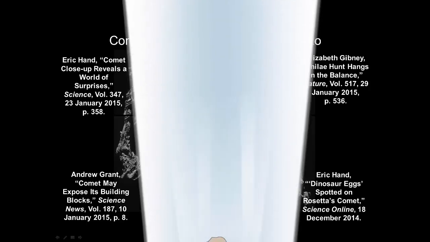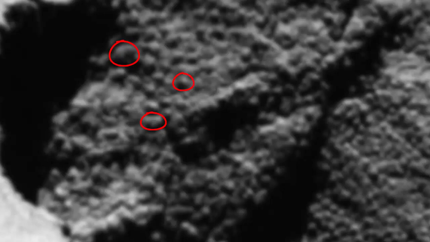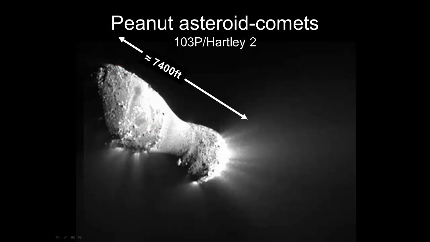Of course, rounded boulders is exactly what is expected if these fragments were once exposed to and tumbled in an extremely high-velocity flow as they were ejected from the fountains of the deep. This is the same mechanism by which river rocks are rounded, albeit these large "dino eggs" were rounded much faster. Here's a close-up of a crater where hundreds of these rounded 10-foot boulders are exposed. Here again, rounded boulders are observed on the peanut-shaped comet Hartley 2.